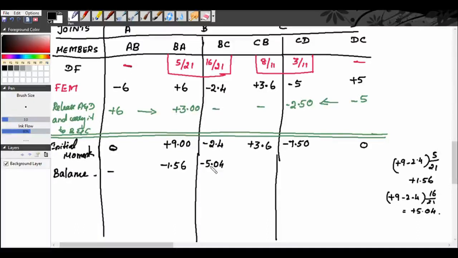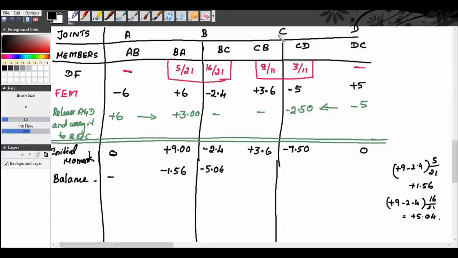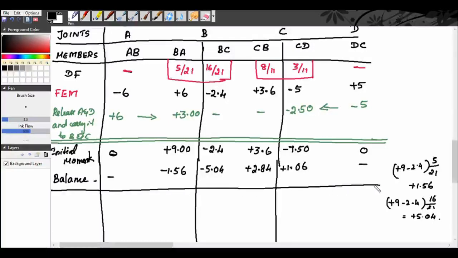Now for the joint C. Similarly, plus 3.6 minus 7.50 multiplied by 8 by 11, that is the distribution factor, you will get minus 2.84. So for balancing you have to give plus 2.84. Similarly, for CD, it is plus 3.6 minus 7.50 multiplied by 3 by 11. You will get the value as minus 1.06. For balancing, you have to give plus 1.06. There is no moment for DC. So balancing is over. Now we will go for carry over.